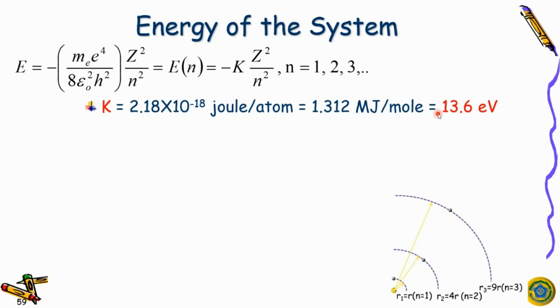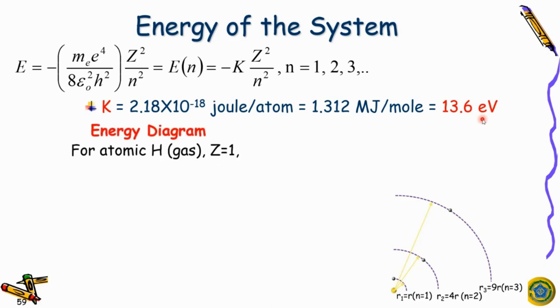And ladies and gentlemen, I want you to remember this very well. K is equal to 13.6 electron volt. Electron volt is the unit of the energy. That means one electron times one volt. So the definition is that if you have one electron, and this electron travels a one volt difference in the space, the energy this electron will gain or lose will be one electron volt. So K is 13.6 electron volt.